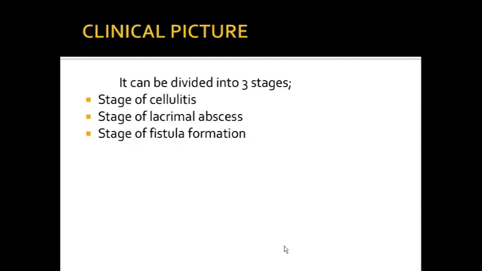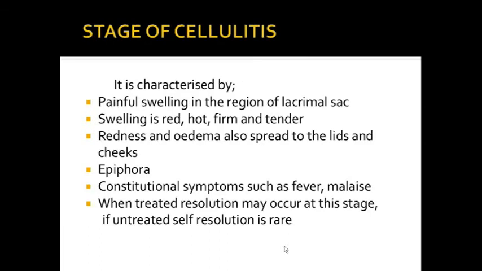And again, the stages are an important thing when the question comes in a theory part. So the stage is very important. You need to explain all the three stages, and the signs and symptoms of the three stages. First we have the cellulitis stage, then the lacrimal abscess, and then the fistula formation. In the stage of cellulitis, you'll have a painful swelling which will be red, hot, firm, with tenderness, edema, epiphora. You might have fever, malaise. So these are the signs and symptoms of the stage of cellulitis.